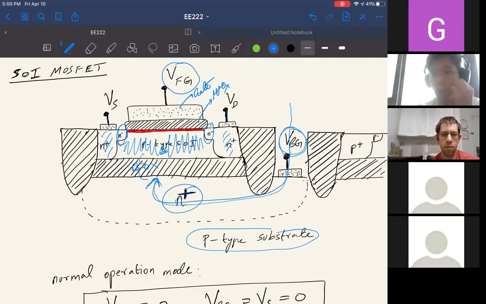Oh, okay. So the only difference here is that you moved the contact to the top instead of the... You can't have contacts in the bottom. Yeah, all contacts are in the top surface. Okay, got it. Okay, thank you.